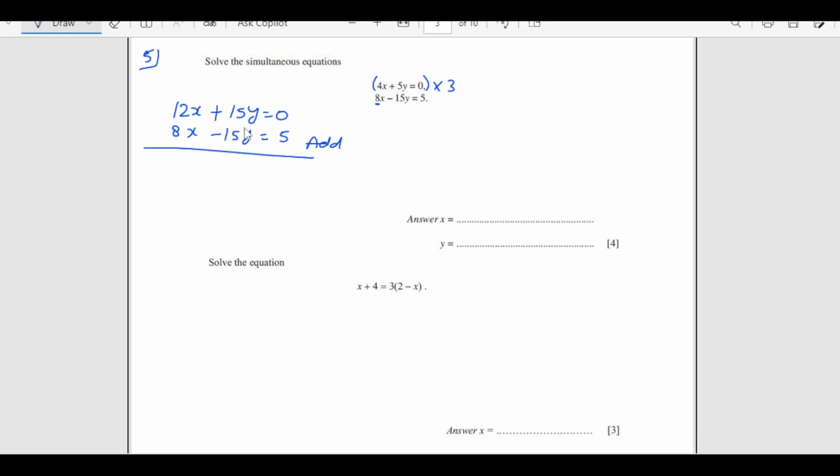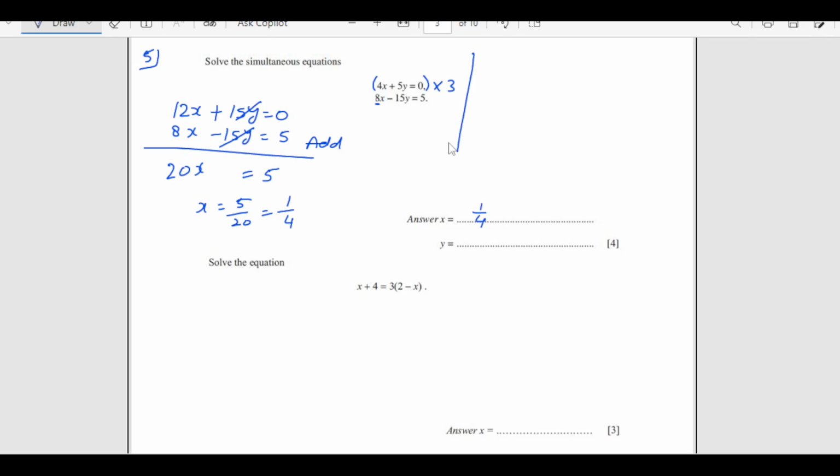So when you add vertically, 12 plus 8 is 20x, and this 15 and 15 get cancelled. 0 plus 5 is 5. So x is 5 over 20. So divide by 5, it's 1 over 4. So the value of x is 1 over 4, or you can also write it in decimal.